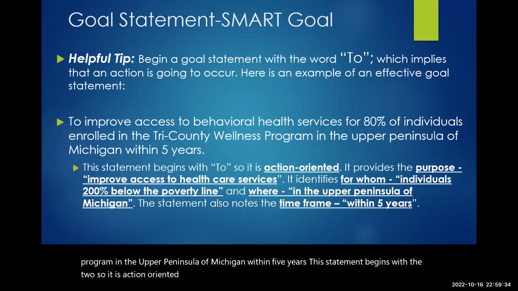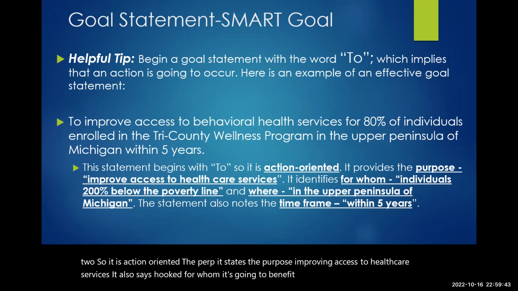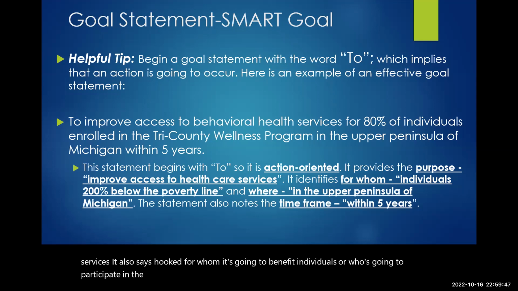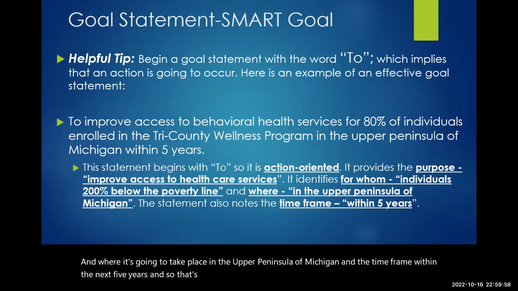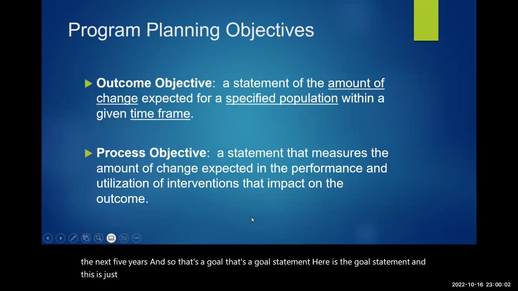This statement begins with the "to," so it is action oriented. It states the purpose: improve access to healthcare services. It also says for whom it's going to benefit: individuals who are going to participate in the program, individuals 200% below the poverty line, and where it's going to take place, in the Upper Peninsula of Michigan, and the time frame, within the next 5 years. And so that's a goal statement. Here is the goal statement, and this is just a breakdown of that.